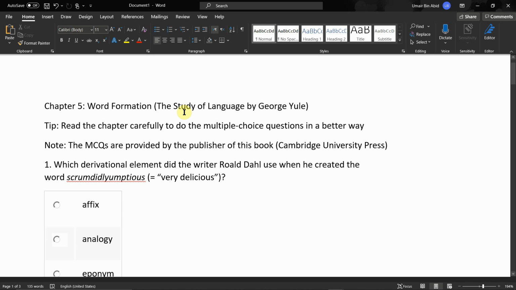So first of all, you need to be clear about all the concepts. My approach towards preparing any multiple choice questions is to read the complete chapter carefully. This is what I do usually, and you can do this only when you start studying from the very beginning of your semester or your term or your studies.